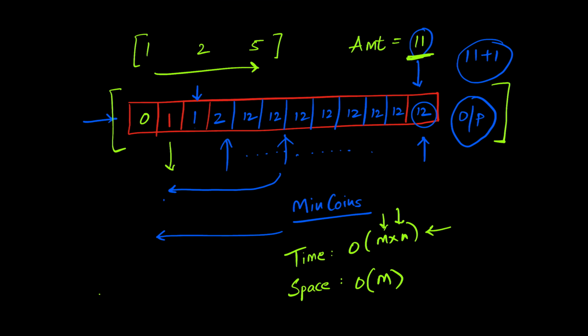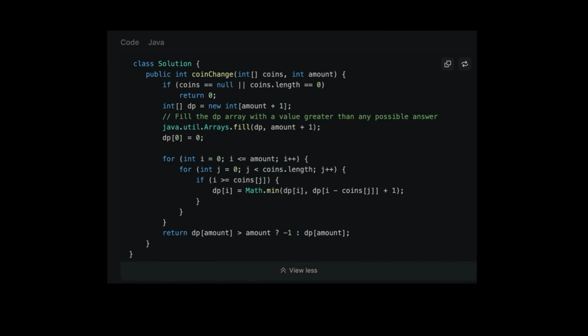I hope you were able to understand the explanation. Let me show you how we can implement this using Java. I start by having a couple of validations to make sure coins is not null and the length is greater than 0. If either of the conditions is not met, then we return 0. After that, I am initializing a new array for DP, setting the size to amount plus 1 and pre-filling it with amount plus 1 as the default value.